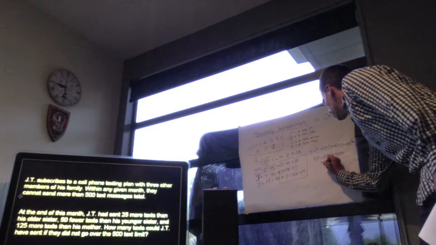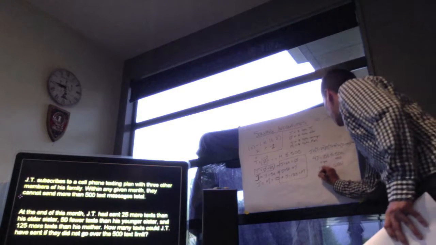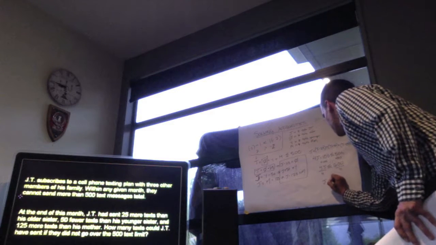And so now we're going to do the same sort of operation. So we're going to add 100 to each side of the equation. So now we have 4J is less than or equal to 600. And now, to just get J by itself, we're going to divide both sides by 4. So J is less than or equal to 150 texts. And that's our answer right there.